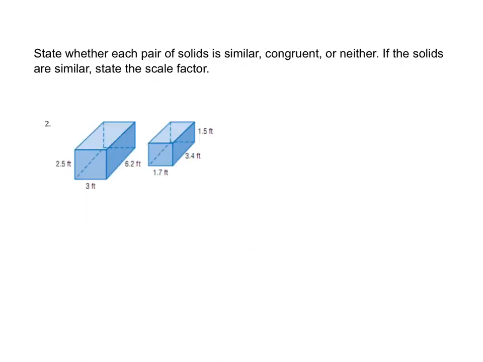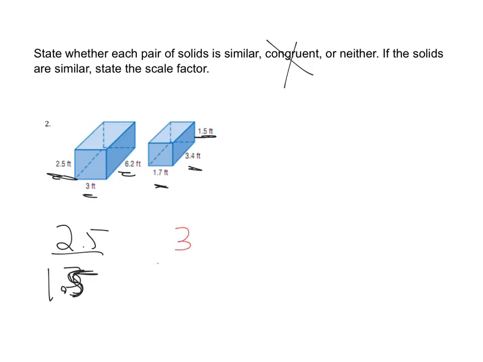Similar, congruent, or neither, or if similar, state the scale factor. So 2.5 and 1.5 aren't equal, 3 is not equal to 1.7, and 6.2 is not equal to 3.4. That eliminates congruent. Now I've got to play the matchup game. Is 2.5 over 1.5 equal to 3 over 1.7? Is that equal to 6.2 over 3.4?